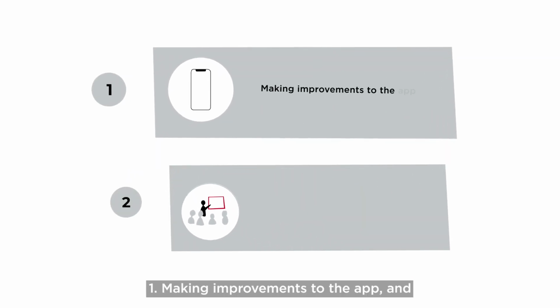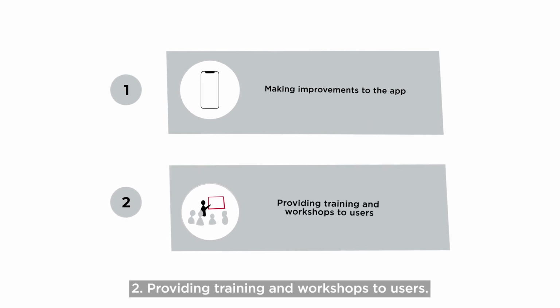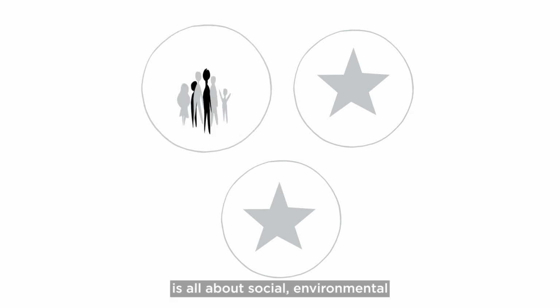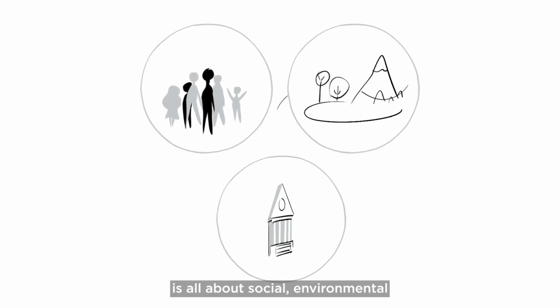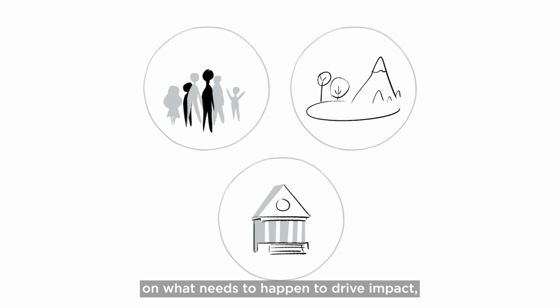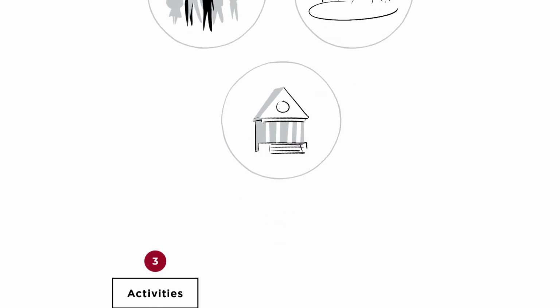1. Making improvements to the app, and 2. Providing training and workshops to users. It's important to remember that your roadmap is all about social, environmental, or governmental impact, and not commercial growth. So your activities should focus on what needs to happen to drive impact, not generate revenue or expansion.